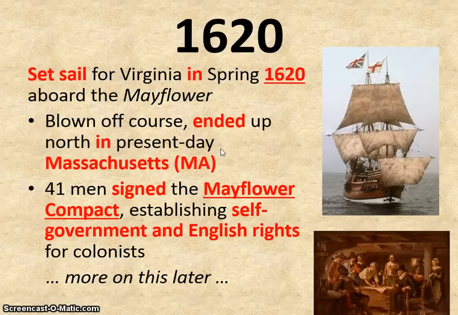There were about 160 people aboard the Mayflower, and 41 of the men signed what was called the Mayflower Compact. Notice it's underlined, so that's an important term for you to know and to get a good definition of. The Mayflower Compact was written to establish their self-government and their English rights for colonists. It's not very long, and we're going to look at the Mayflower Compact together.